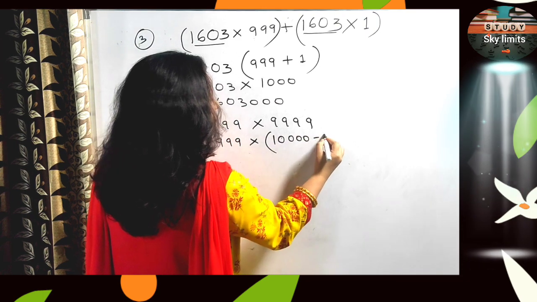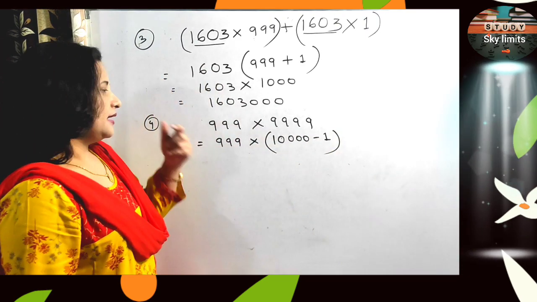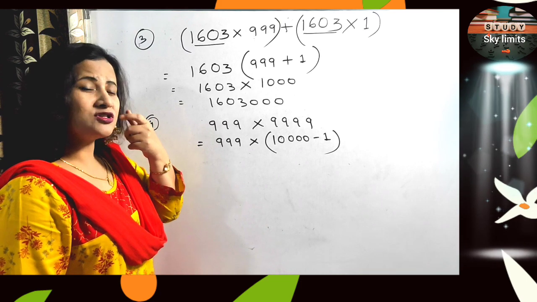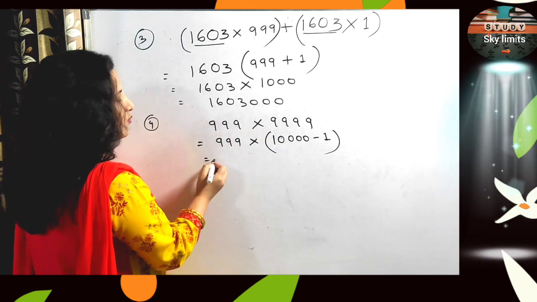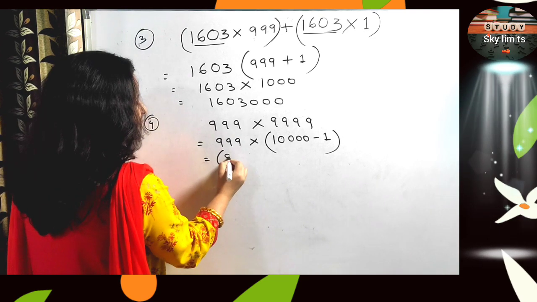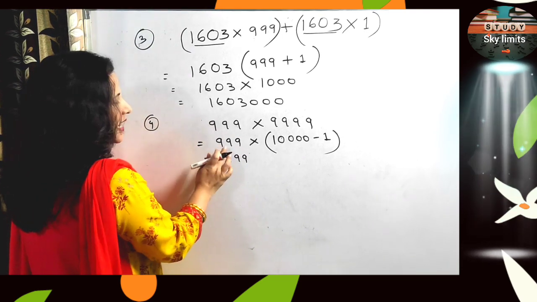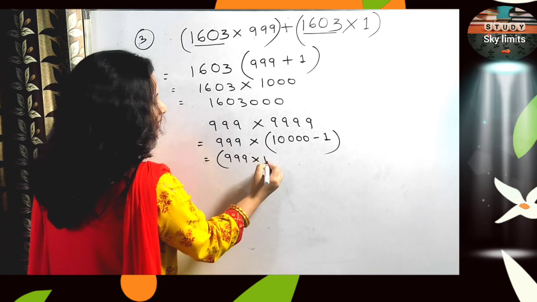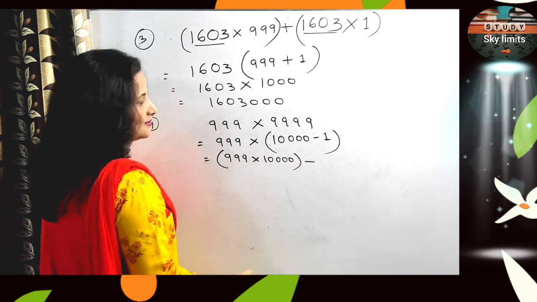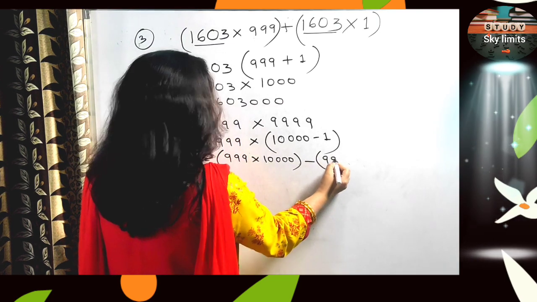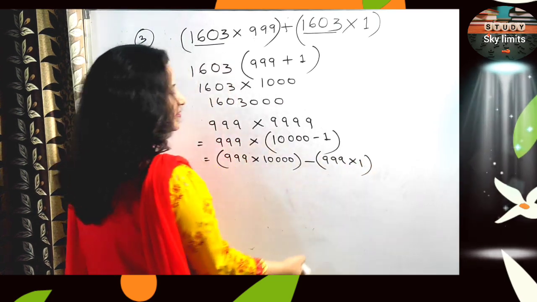10,000 minus 1. Is it correct? Yes. 10,000 minus 1 is 9,999. Now I have just split this. Now simply what shall I do next? First I will multiply this 9,999 with 10,000. Then I have a minus sign here. Then I will multiply 9,999 with 1.